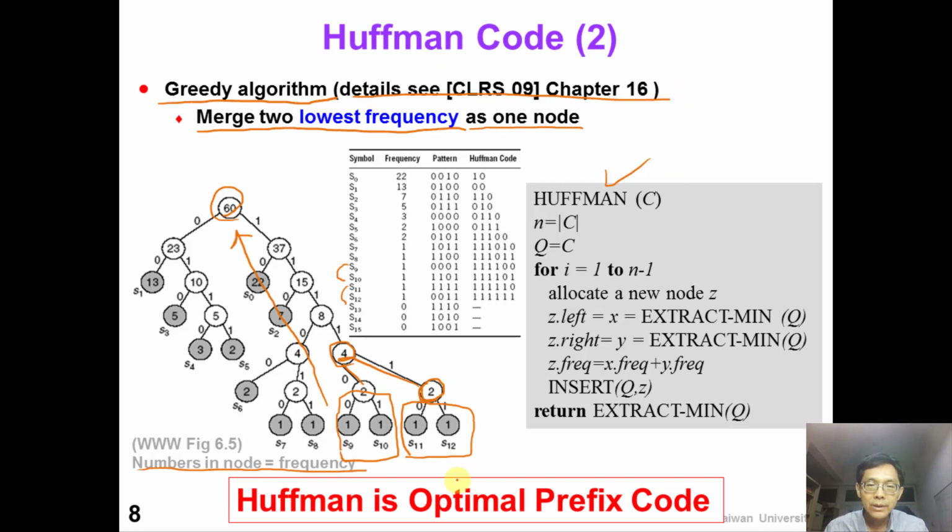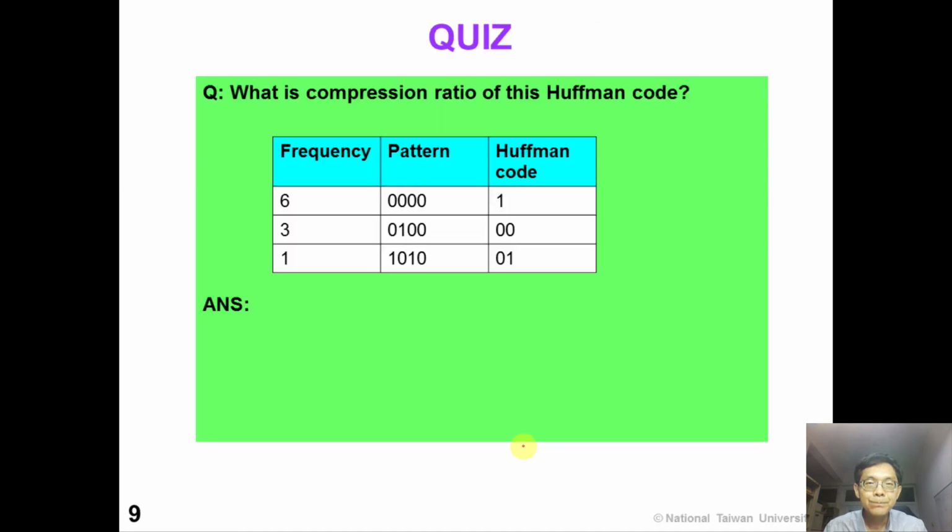It has been proven that the Huffman code is optimum prefix code. Now, it's time for you to work on a quiz. Given this Huffman code, where the pattern 000 appears 6 times and the pattern 1010 appears only 1 time, please calculate the compression ratio of this Huffman code. Now please pause the video and do the calculation.